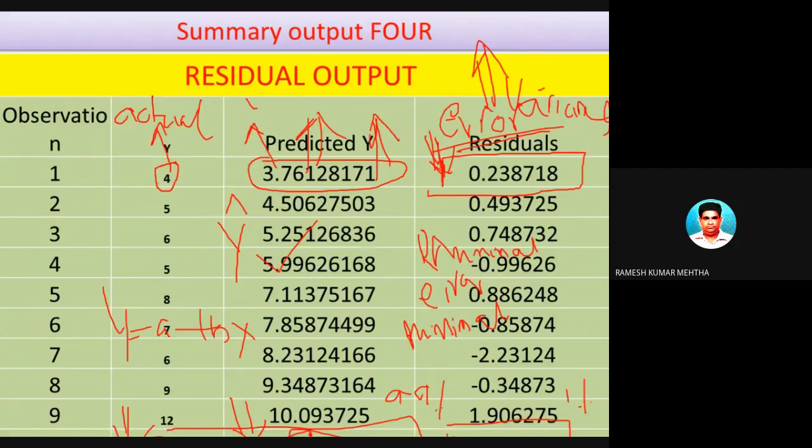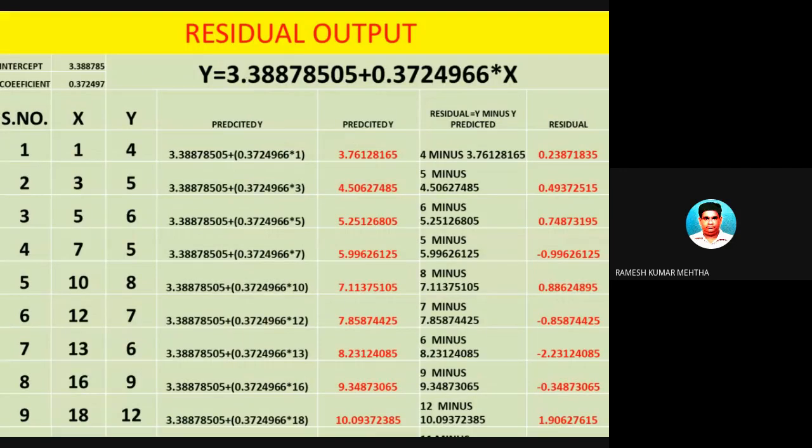Next one. So the summary of the residual output, and let's explain this one because this is the summary of our results. Let's take one by one. So these were the number of hours studied. These were the marks secured. Okay, this was the actual marks secured.